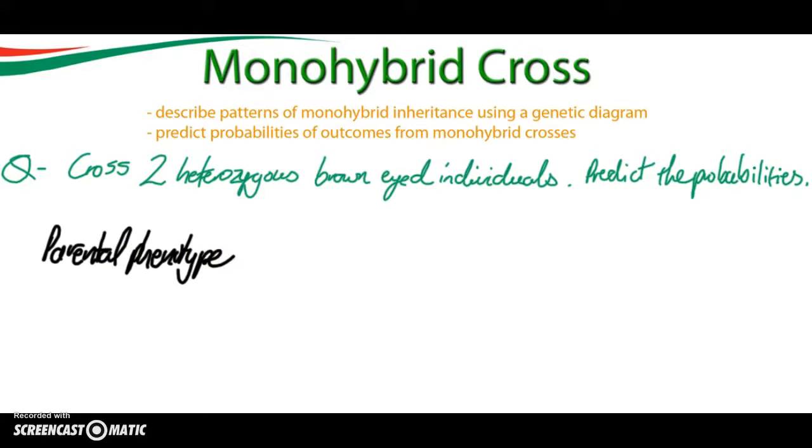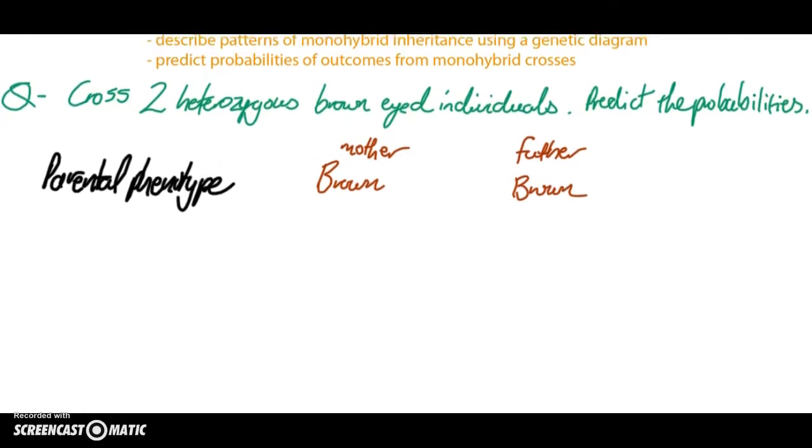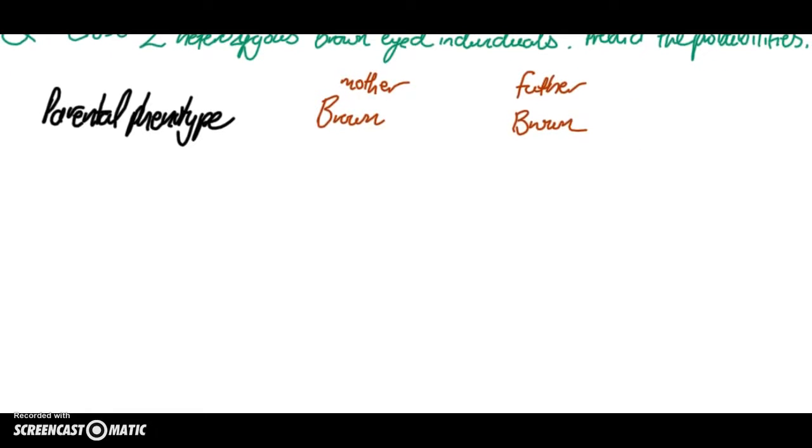and let's switch across to a bit of brown. We've got brown-eyed mother, let's call her mother, and the father is also brown eyes. So, parental phenotype, what's next? We need the parental genotype. Parental genotype.